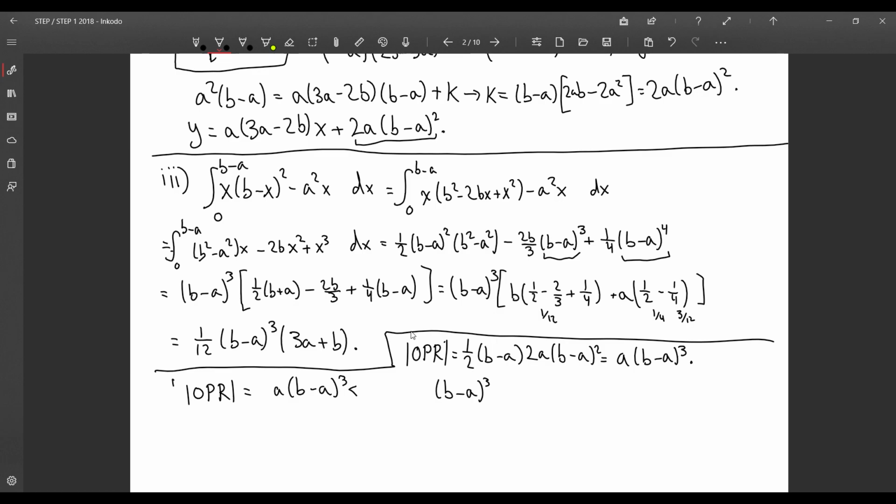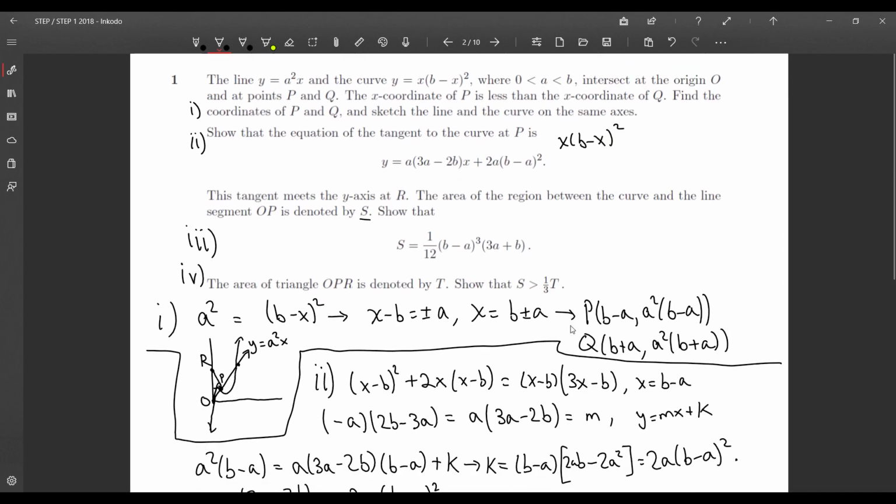1/3 is 4/12ths, I'll just write it in terms of 12ths. 4a is equal to 3a plus a, and since b is greater than a, this is going to be less than 3a plus b. So there we get 1/12 (3a plus b), which is S. And that's what we wanted to show. So that's the first problem complete. And this is probably already going to be a long video.